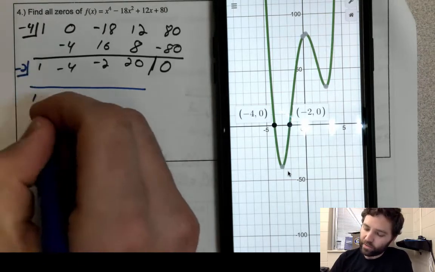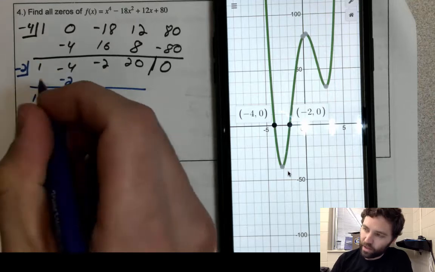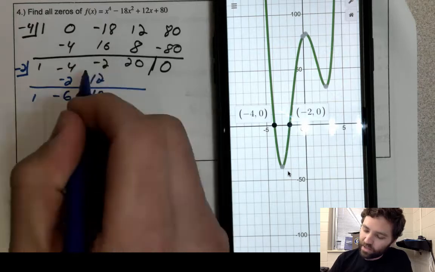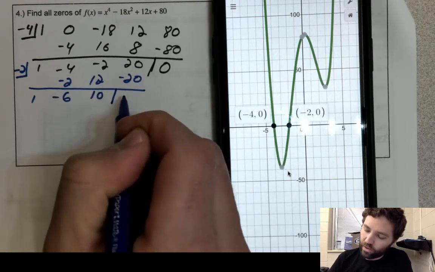Bring down the 1. -2 times 1 is -2. Add them up, -6. -2 times -6 is positive 12. Add them up, that's 10. -2 times 10 is -20. You should get 0. If you don't, you did something wrong.